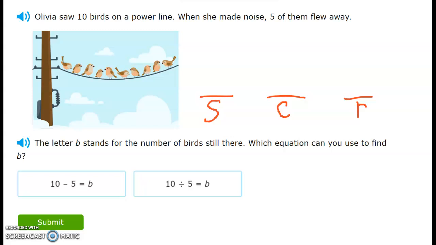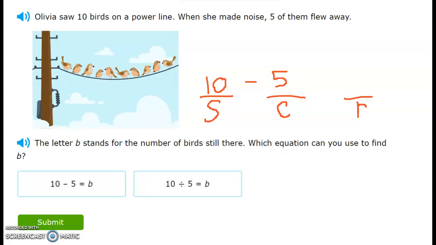So we need to figure out which equation helps us understand how many birds are still on the wire after 5 of them flew away. So how many birds did Olivia start with? Well, she started with 10. And then when she made noise, 5 of them flew away. So when birds fly away, what happens to your amount? Well, they get smaller. And that's subtraction.